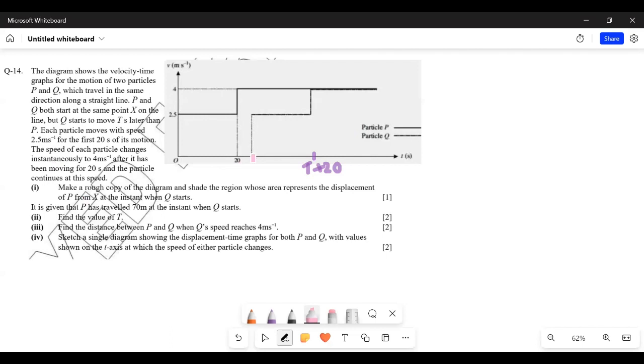So where does Q start its motion? Q starts over here. So you have to shade the graph and show the displacement of the first particle at this point. Distance is the same as displacement in this case because the object is not going back at any point. It's just moving straight ahead. So what you have to do is shade this region. This is how much distance has been covered by the first particle P at the instant when Q begins to move. So shade this part.